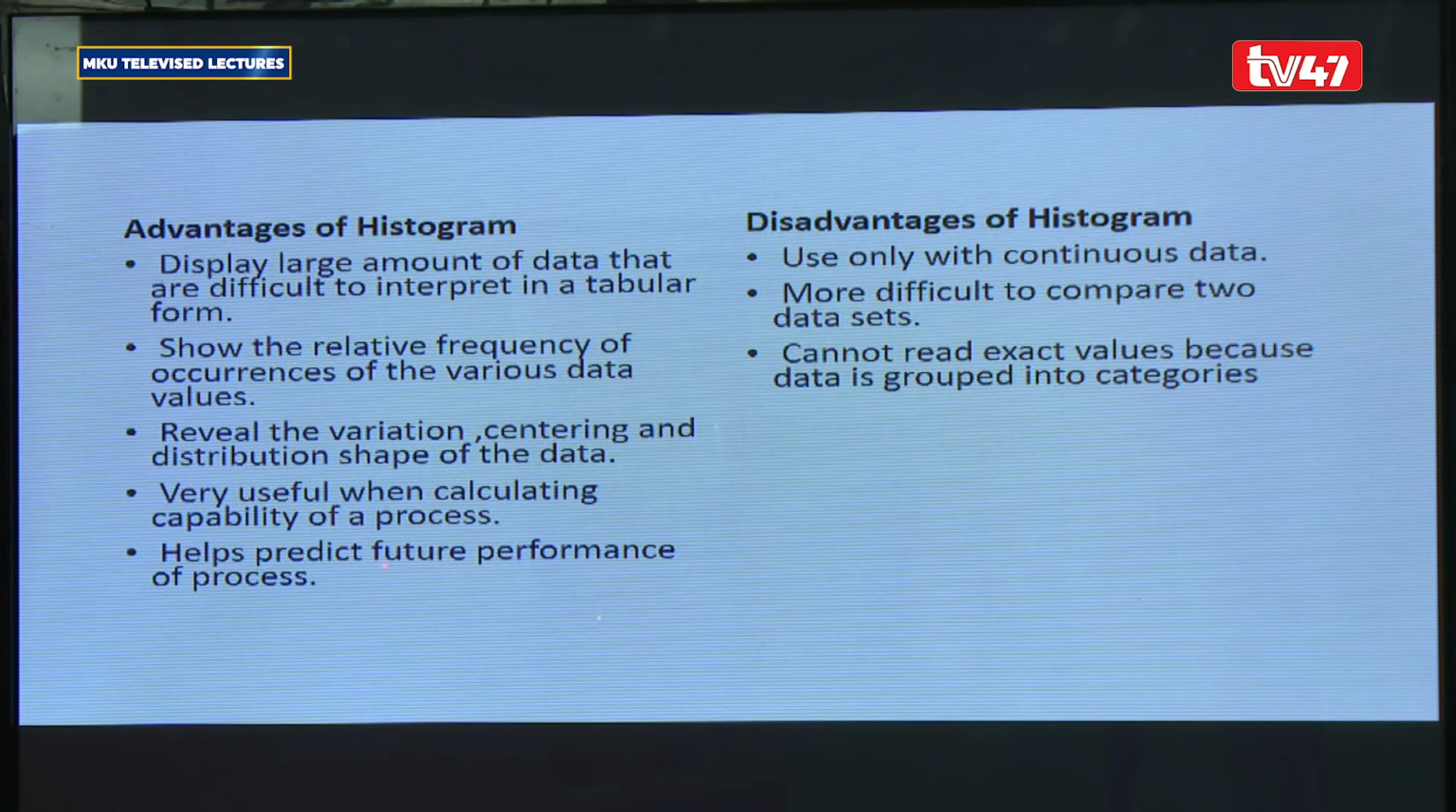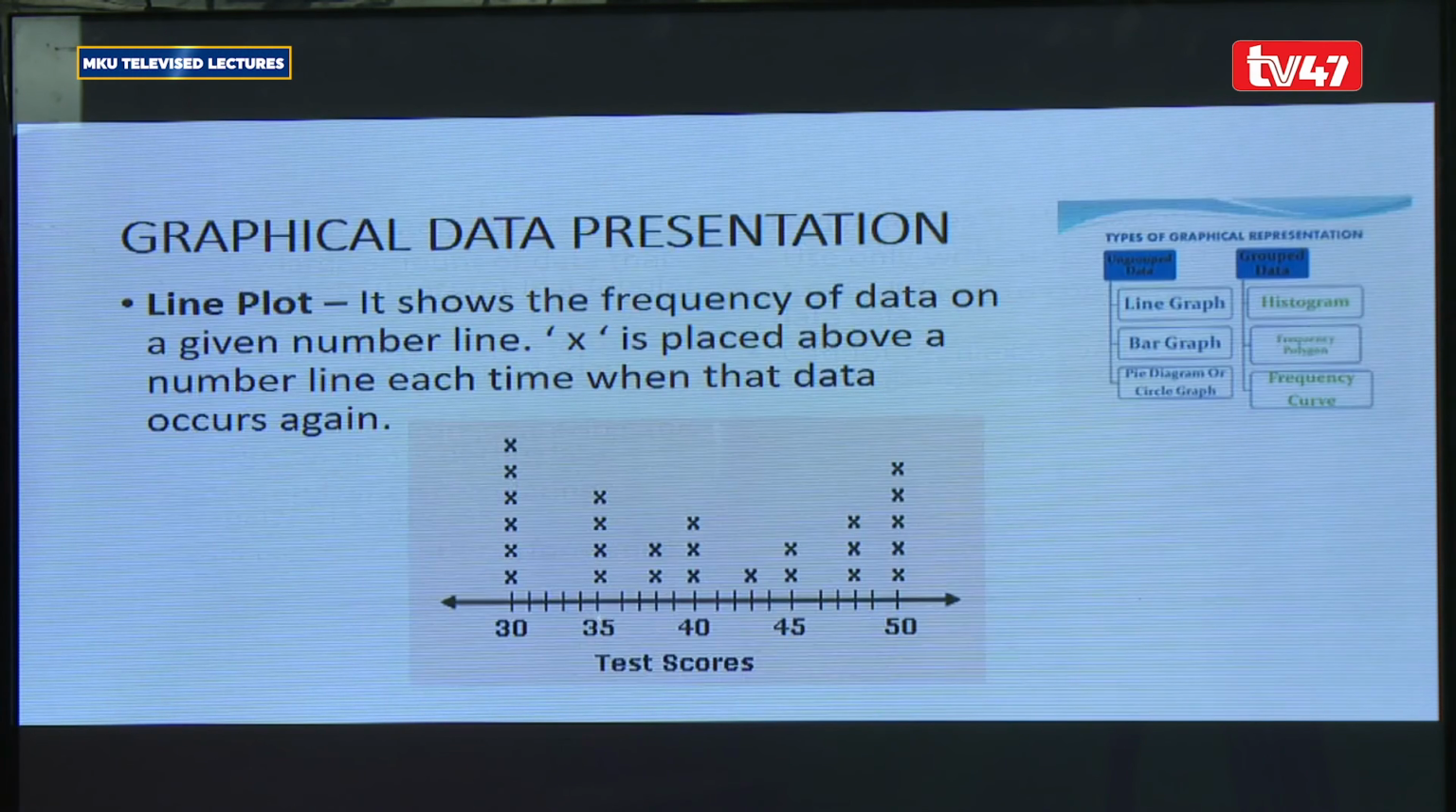And they can also help to predict the future performance in the process of teaching and learning or any other process. Then we have the disadvantages. It's only applicable in continuous data. In the event we have the category data or the discrete data, it may be difficult to use the histogram. They are also more difficult to compare between sets of data.